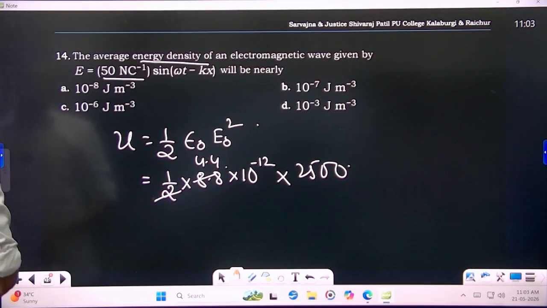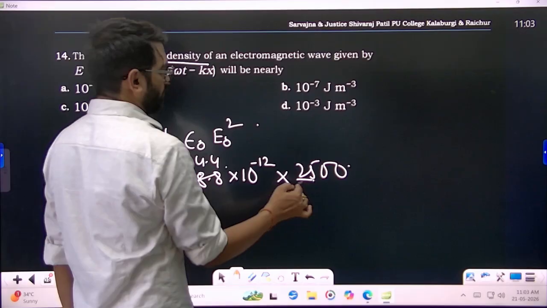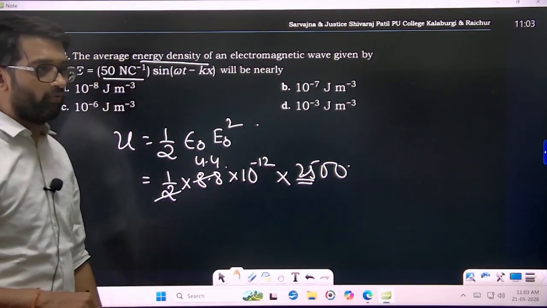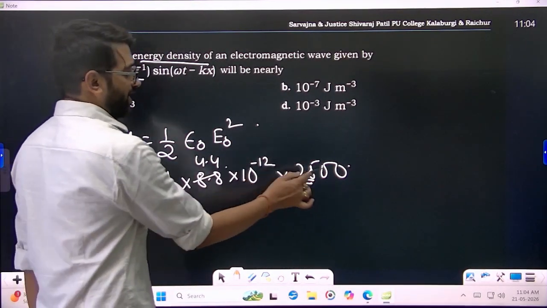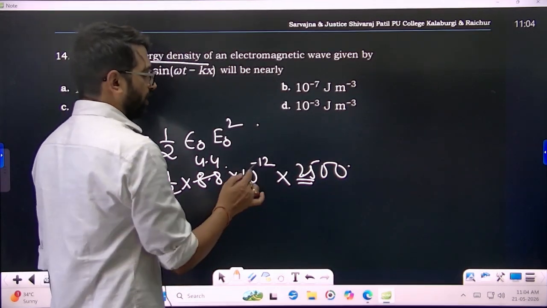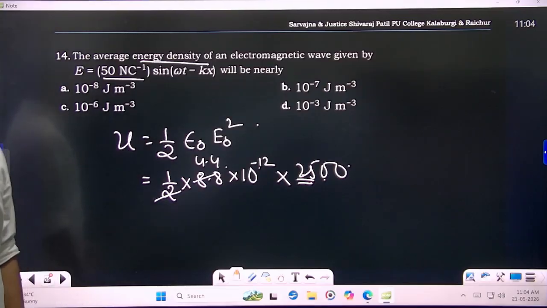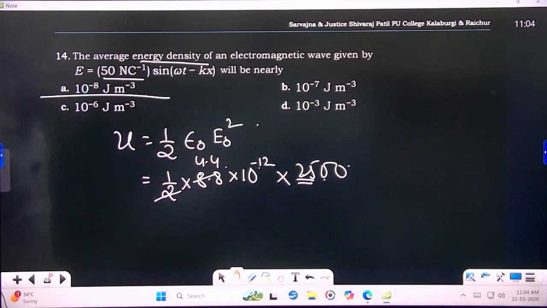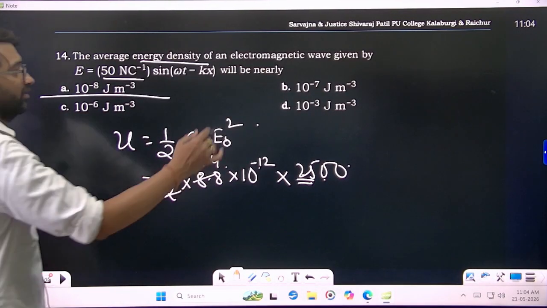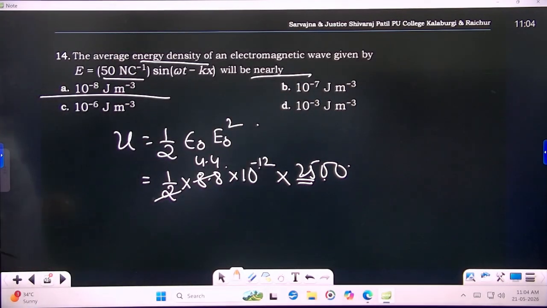So here you can see, this is 25 and 4. 25 fours are 100, and this 10 power 4. 10 power minus 12 and 10 power 4 is 10 power minus 8. So approximate answer, nearly the question is asked. So that will be the answer.